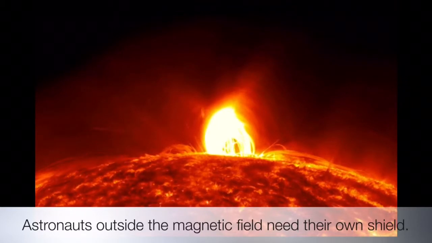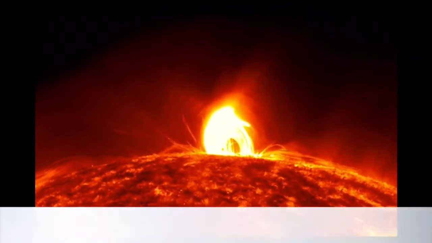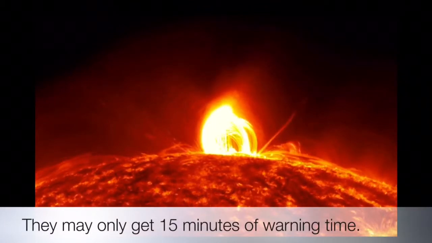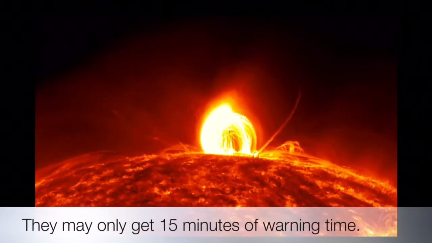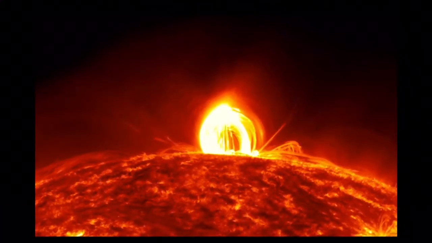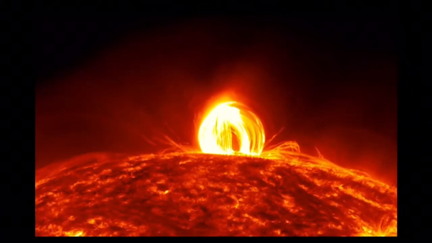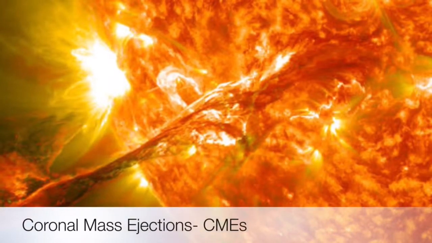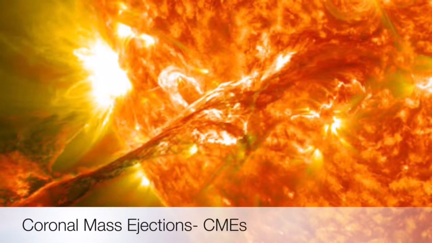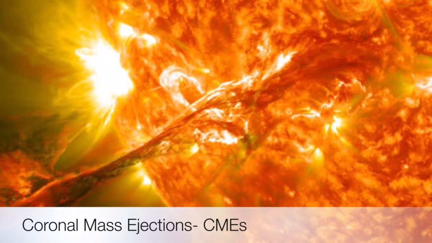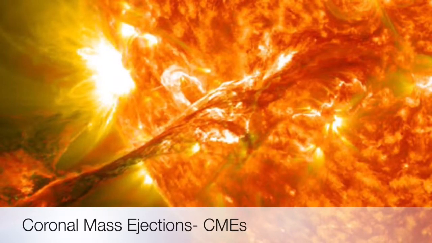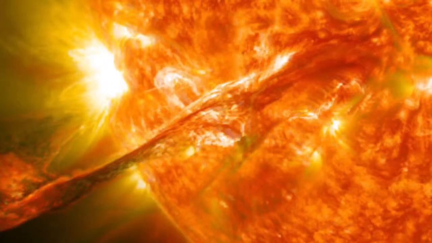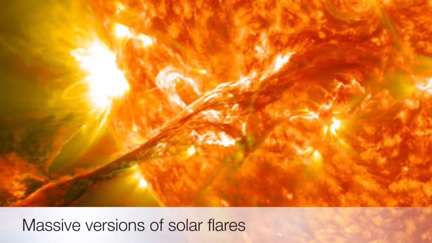Astronauts who are caught outside this protection need shielding of their own. The speed at which a flare travels means that they may only get 15 minutes warning of its arrival. The video above shows a massive solar flare. When a solar flare is very strong, it is sometimes accompanied by a coronal mass ejection or CME. This occurs when a chunk of the sun's corona is ripped away and projected into space.